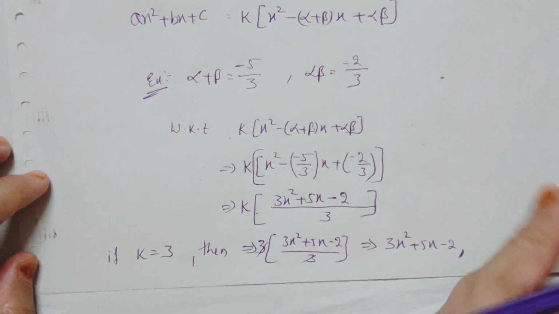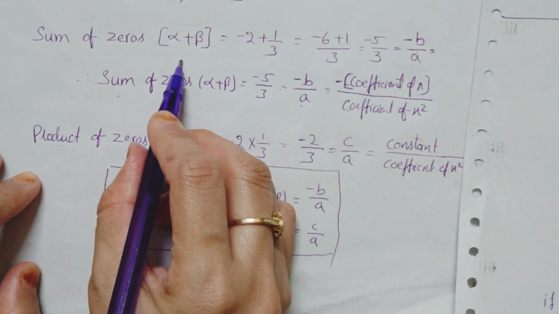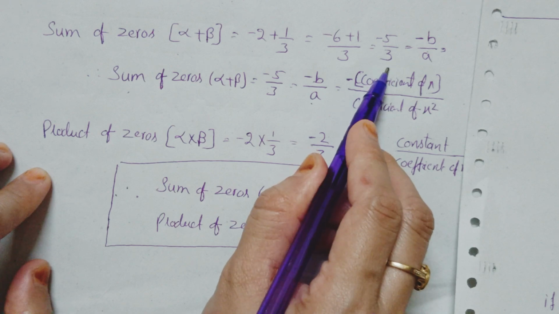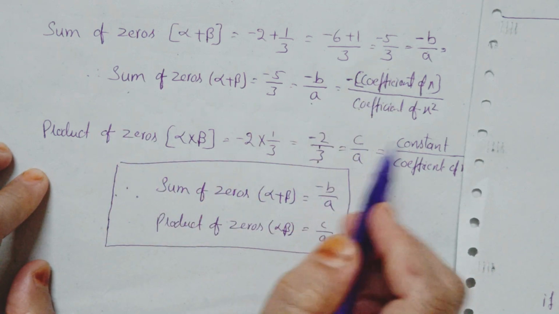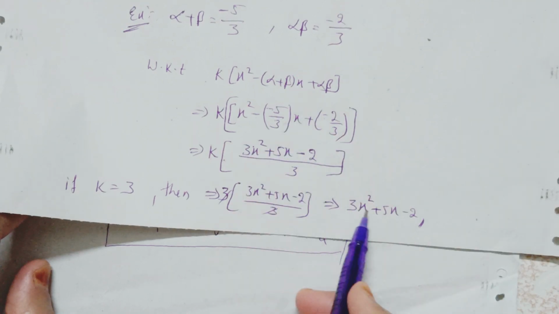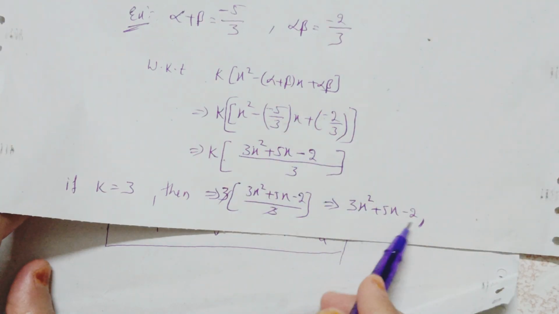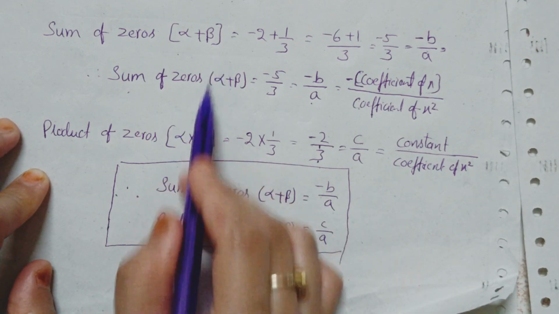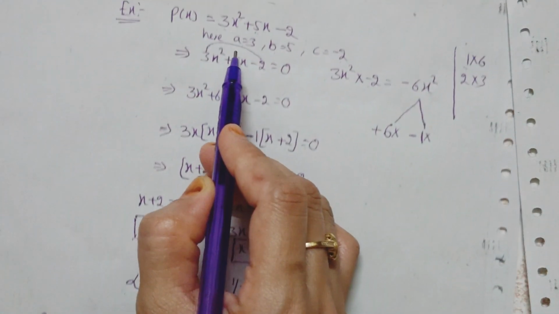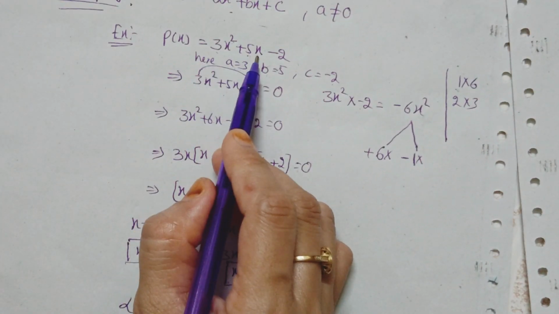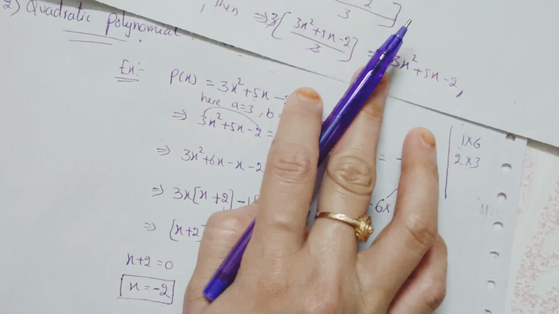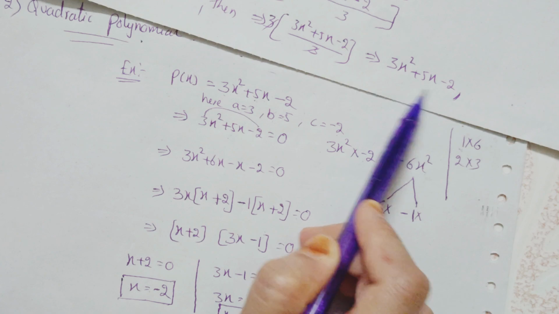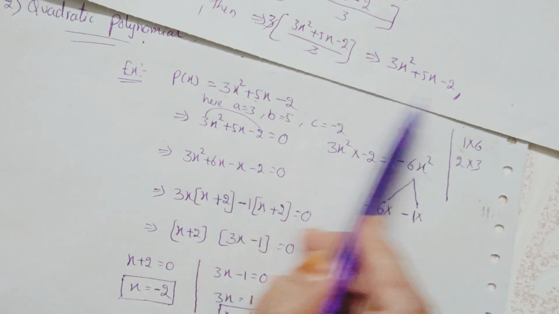Okay, let's check this. We have taken the sum of zeros as minus 5 by 3 and the product of zeros as minus 2 by 3. So by using these two we get the polynomial as this. Let us check whether it is correct or not. So the polynomial for both is 3x square plus 5x minus 2, and we got the same here also. If you see 3x square plus 5x minus 2, these two are the same.